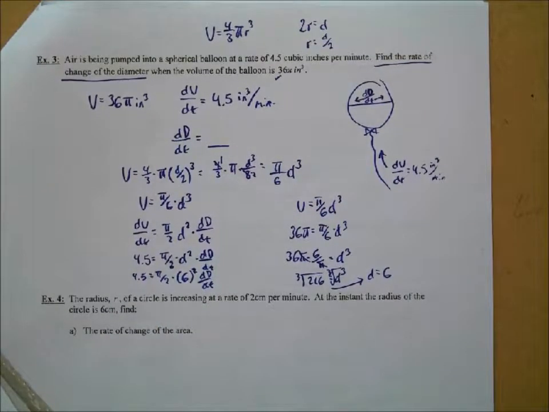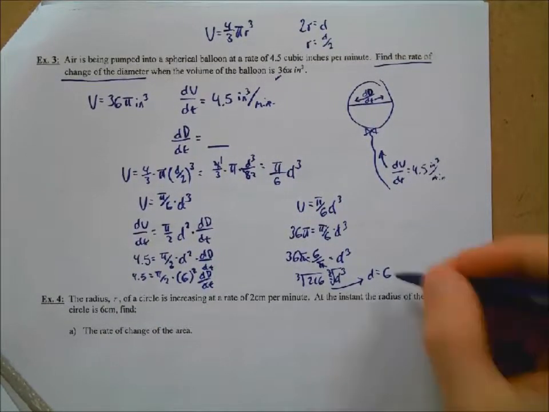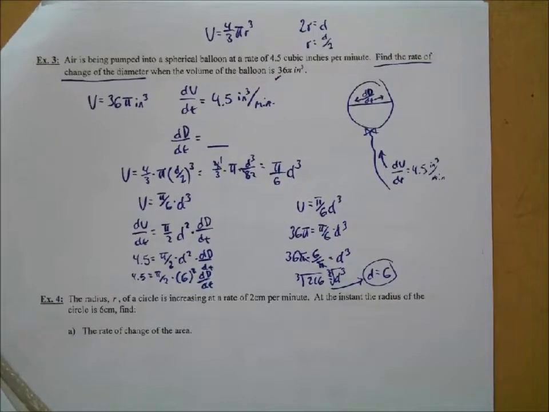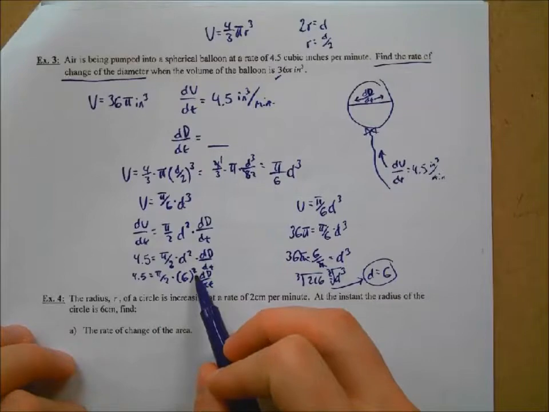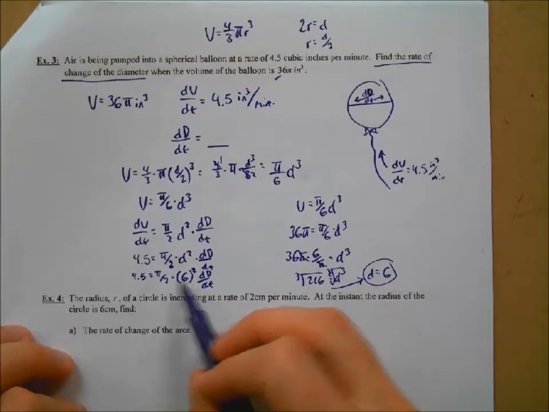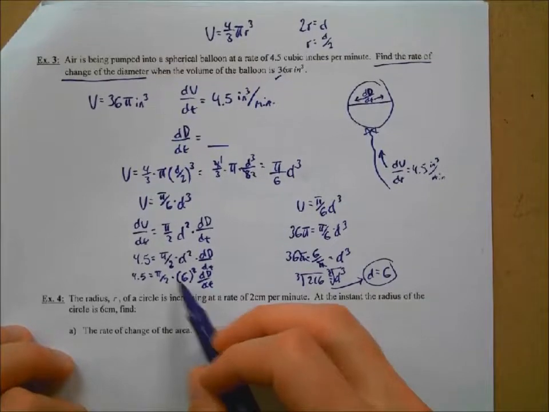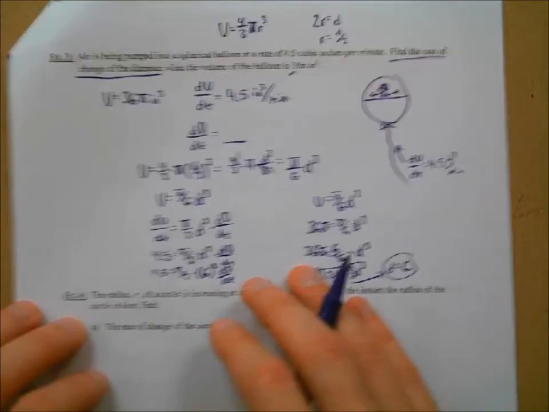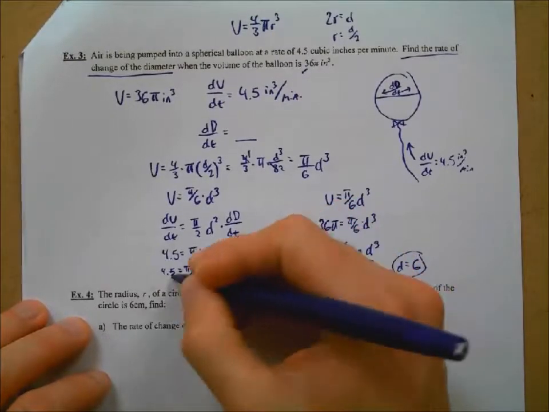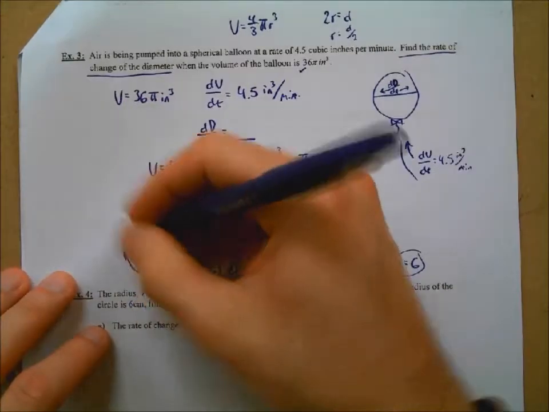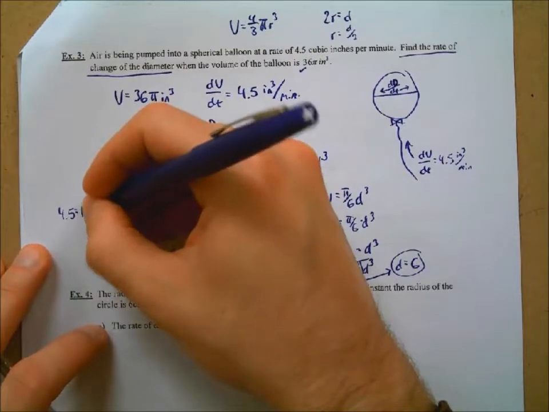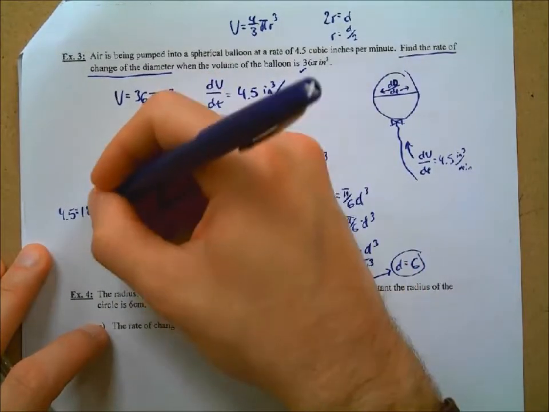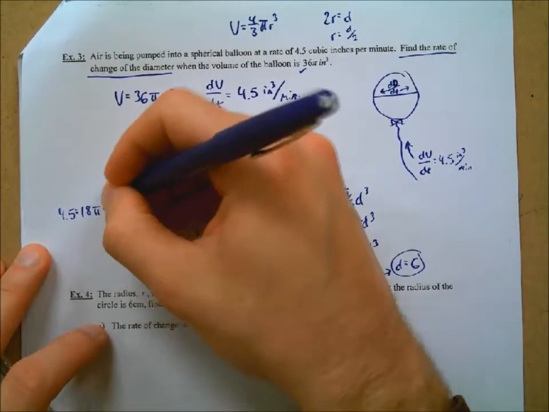Okay, I'm running out of space. So let me just do a little bit of math here. So 6 squared is 36, right? But then times pi over 2, well, the 36 divided by 2 is going to be 18. So this is really going to be an 18 pi. And so now I'll divide that 18 pi over here, and so we'll end up with, well, I'll go ahead and just take that next step. So 4.5 equals 18 pi dD/dt.